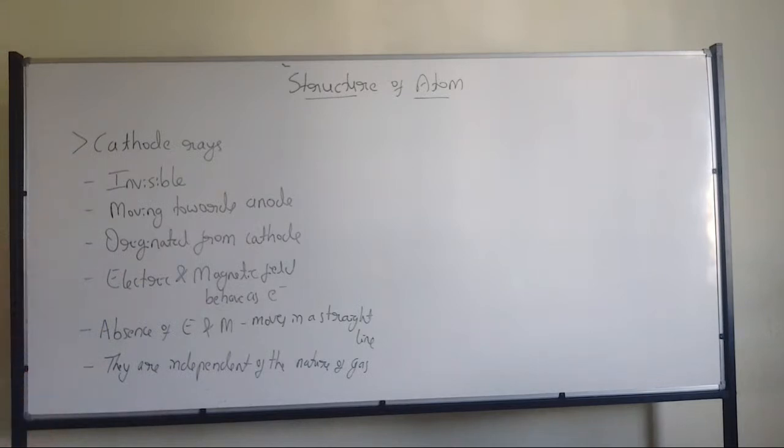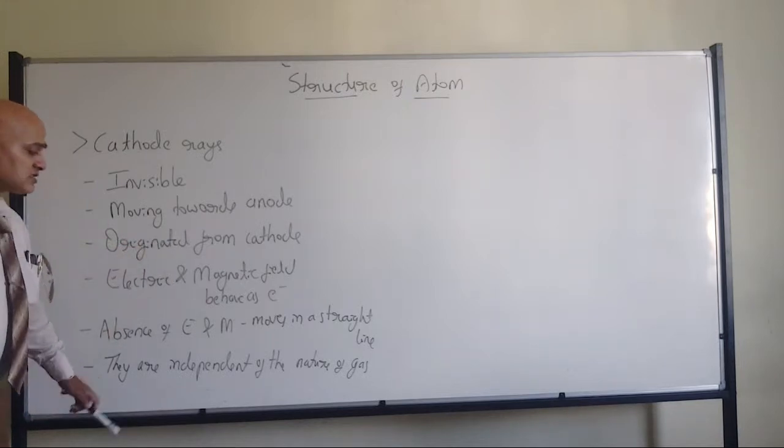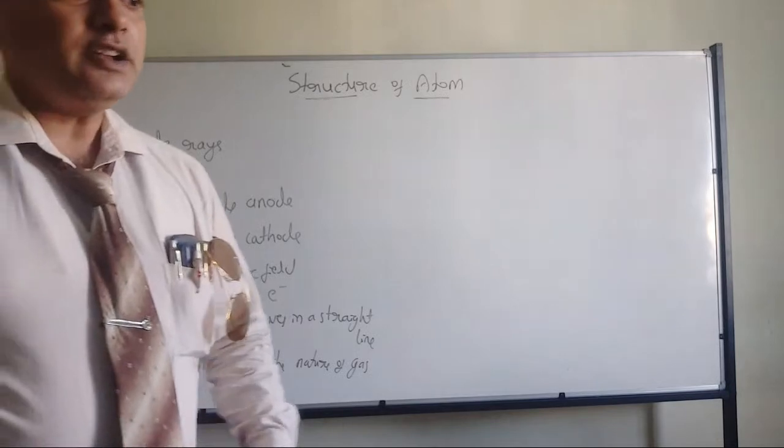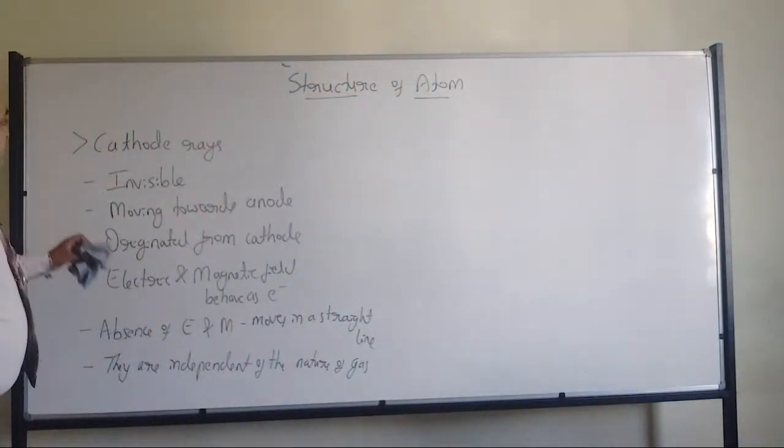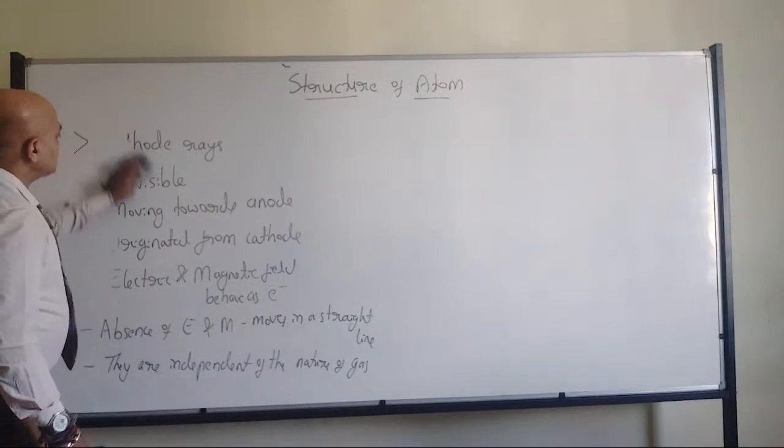That's what we have studied with respect to cathode rays. So in this case, very important one is they will behave as electron in the presence of electric and magnetic field. Then they are originated from cathode and move towards the anode. And the last one, they are independent of the nature of the gas. So that's what we have discussed in the last class.